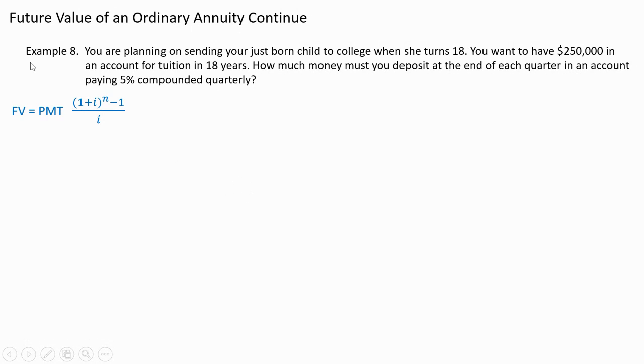Now, you're planning on sending your just-born child to college. When she turns 18, you want to have $250,000 in the account for tuition in 18 years. How much money must you deposit at the end of each quarter in an account paying 5% compounded quarterly?